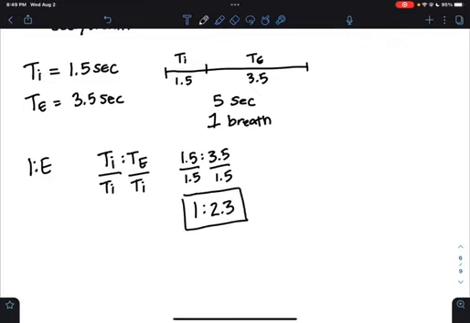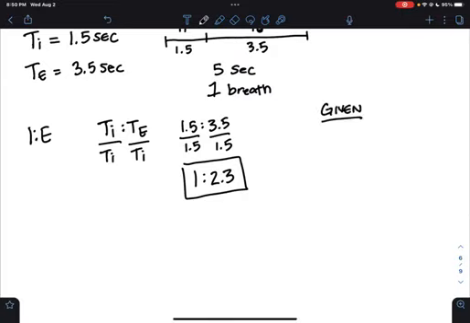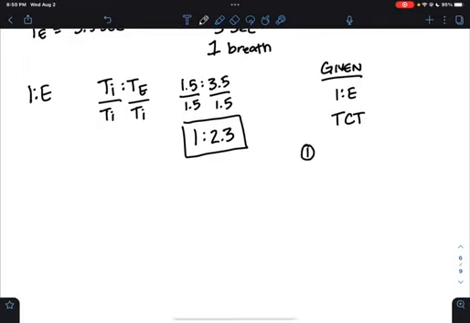Now there is this one thing that I remembered from my exams for Brian. He was really trying to get you to think. So let's say we're given an IE ratio and a total cycle time, and it's asking you what's the I time and E time. So this took me a while to figure out, but I'll show you step by step what to do. First step, you need to find the total parts of the IE ratio.